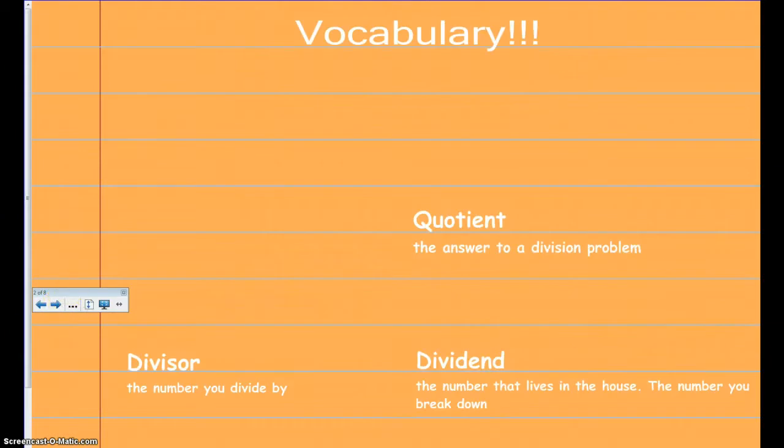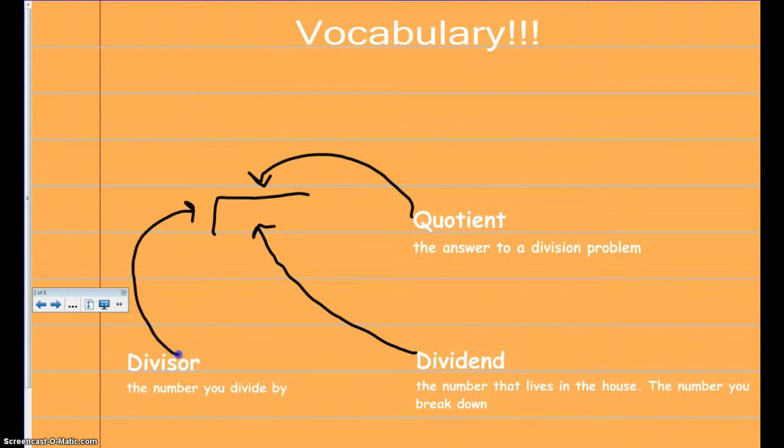Now, we have some more vocabulary that we're reviewing. Your quotient, that's the answer to a division problem. It lives on top of the house. Dividend, that's the number that lives in the house, the number you break down. And your divisor, that is the number that you divide. So pause anytime you need to fill in your vocabulary.